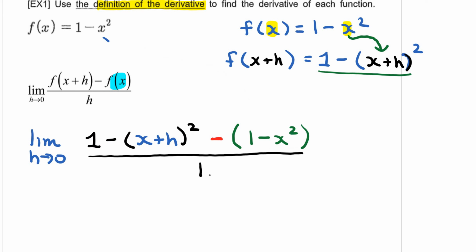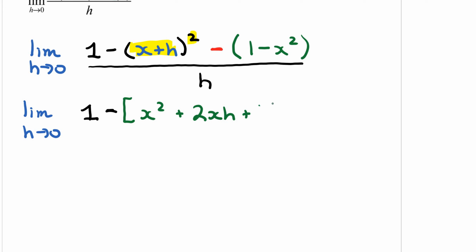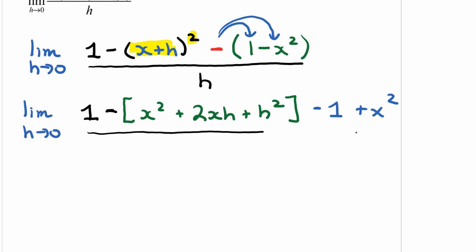What we need to do now is apply several algebra steps here. Every time we do an algebra step, we have to write the limit statement, so limit as h goes to 0. I have a 1 here, minus, and then let's take a look at this part here, x plus h all squared. If I expand that, that's going to be x squared plus 2xh plus h squared. So we're basically applying the double square technique there. And then this minus sign can distribute into the brackets. So I have -1 plus x squared, and then we're dividing all of this by h.